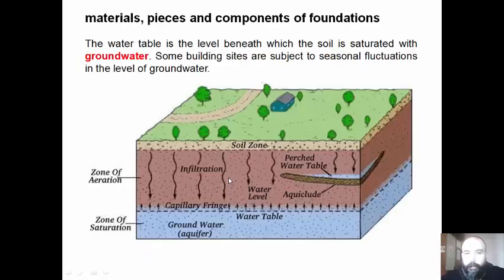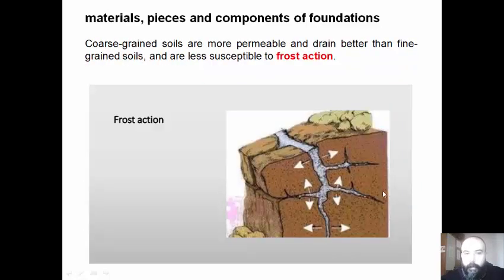The groundwater is defined as the water table. Water table is the level beneath which the soil is saturated with groundwater. Some building sites are subject to seasonal fluctuations in the level of groundwater. Coarse-grained soils are more permeable and drain better than fine-grained soils and are less susceptible to frost action.